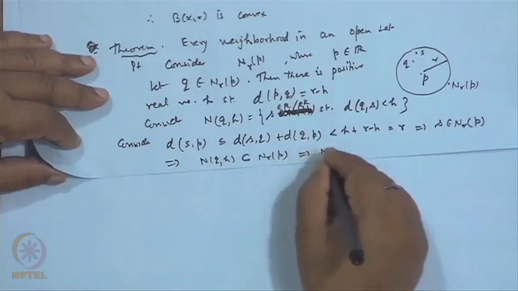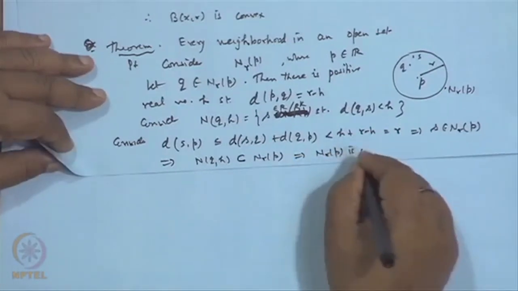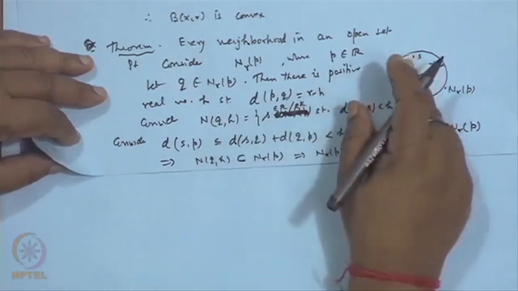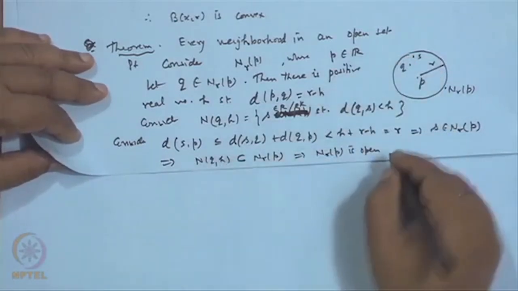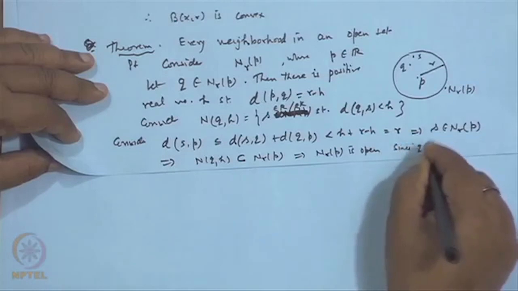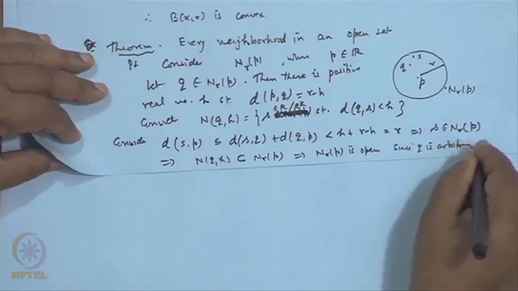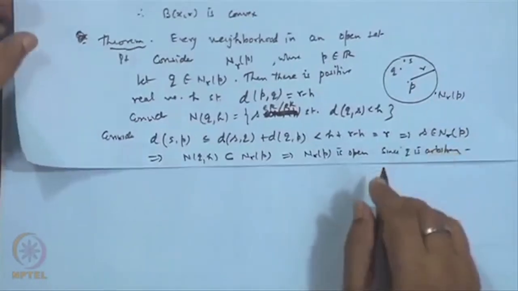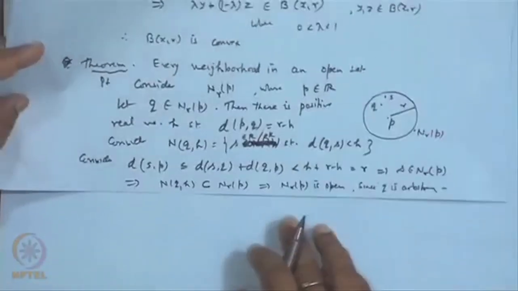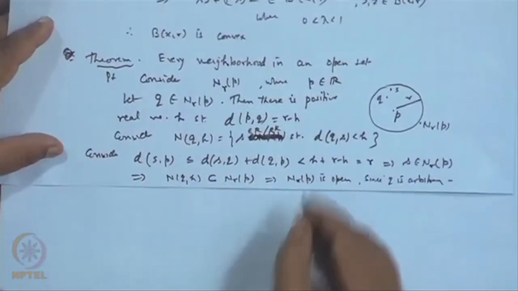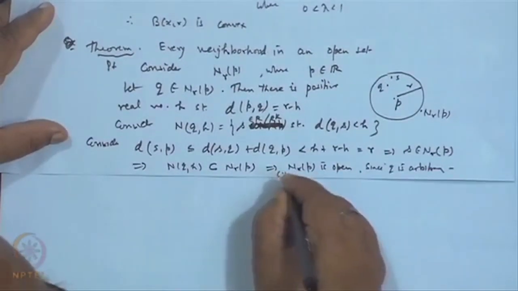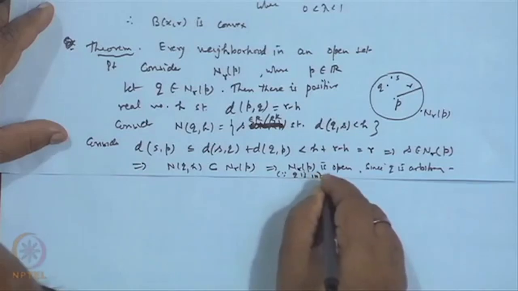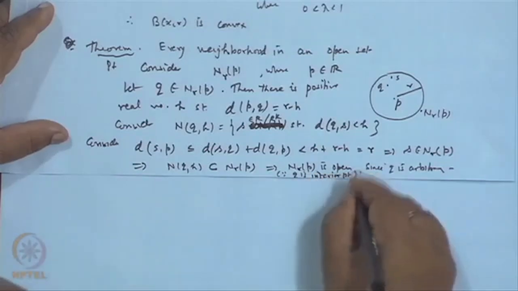This shows N_R(P) is open because the point Q is an interior point, and since Q is an arbitrary point, every point is an interior point. Therefore, it is an open set. So, this shows Q is an interior point, okay? Clear? And since Q is arbitrary, therefore, it is completely open.